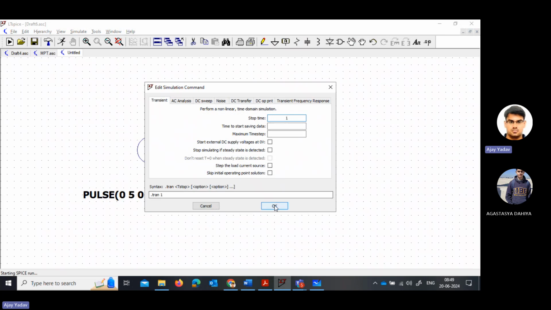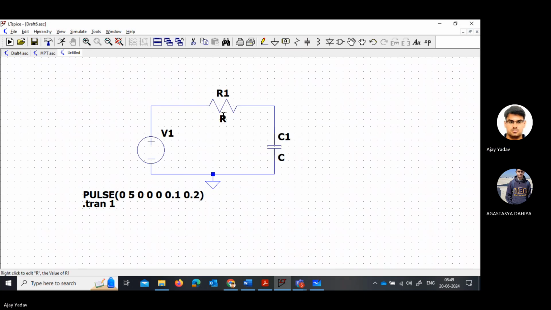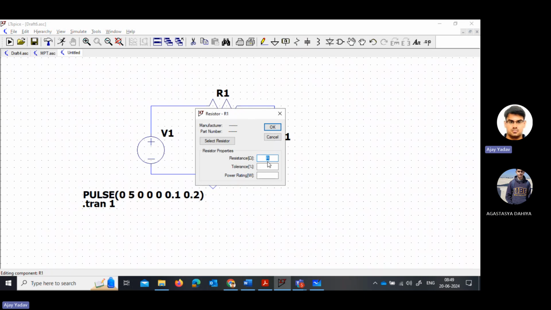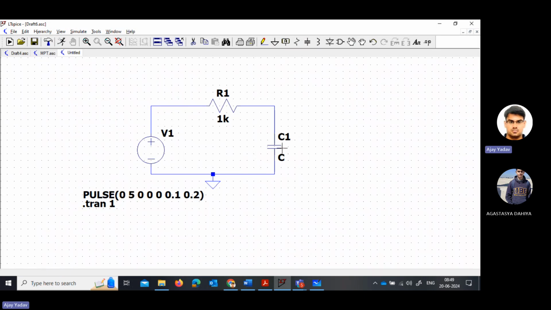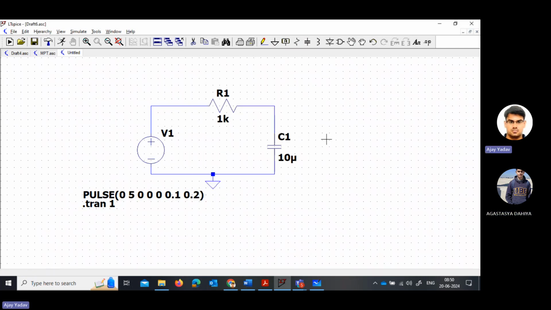Okay. So now we will try to. Okay, we need to give the value. Sorry, we need to give the value also here. So here I am giving 1 kilo ohm, 1K. And the capacitance value is 10 microfarad. So you have to write here 10 U. Okay. Now we'll do the simulation.